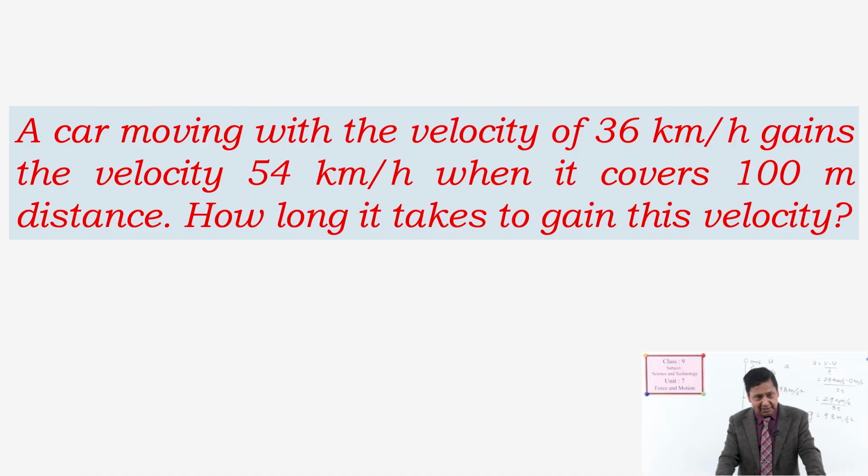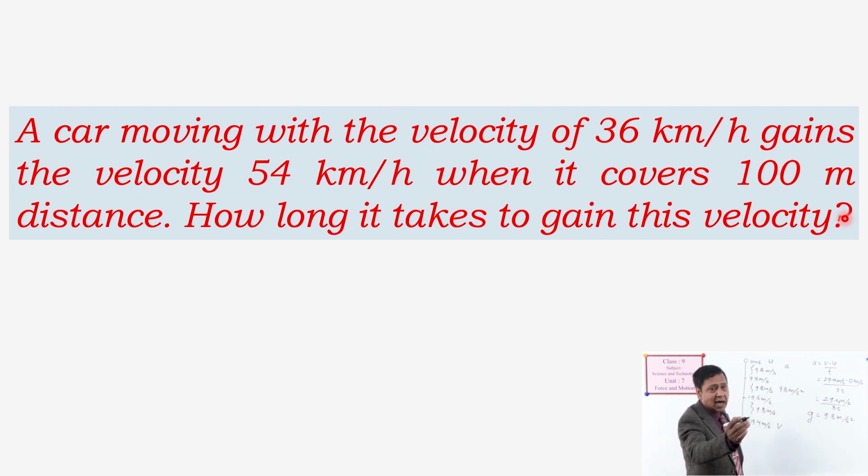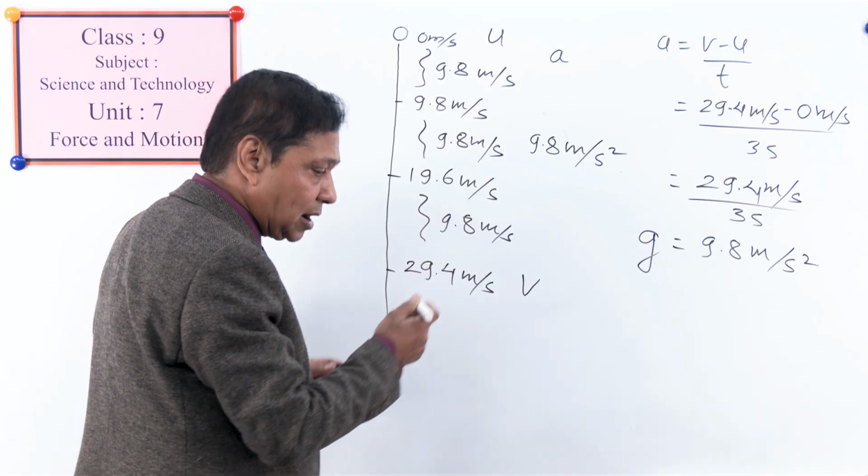This is another numerical. Look at this. A car moving with the velocity of 36 km per hour. What does it mean? The initial velocity is 36 km per hour and gains the velocity of 54 km per hour. What does it mean? Final velocity is 54, isn't it? When it covers 100 meter distance, after covering 100 meter distance, it gained this velocity. How long does it take to gain this velocity? Now time is the question. Okay. Now first I want to write the information given. What is given? A car is moving with the velocity of 36 km per hour.